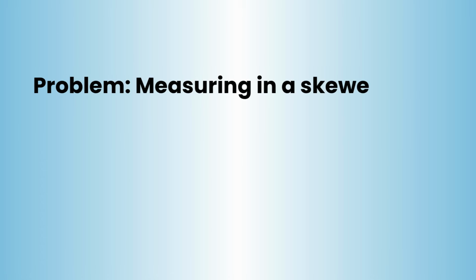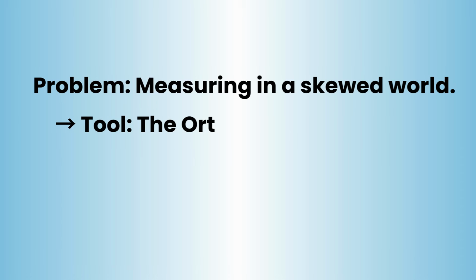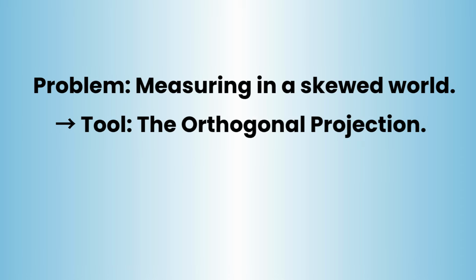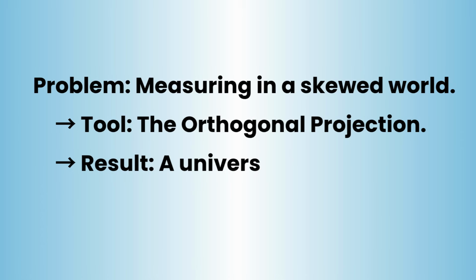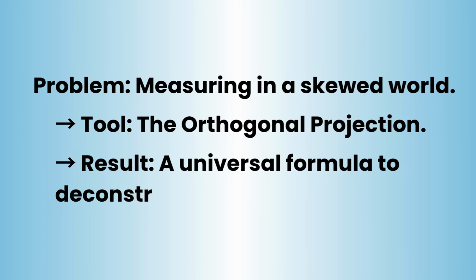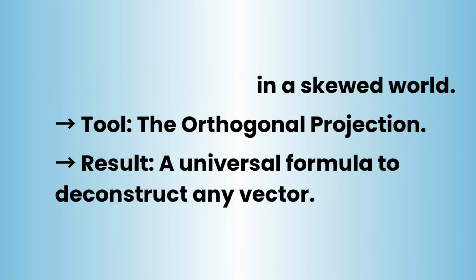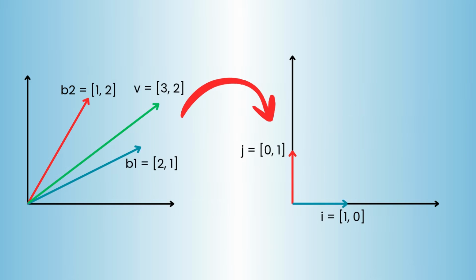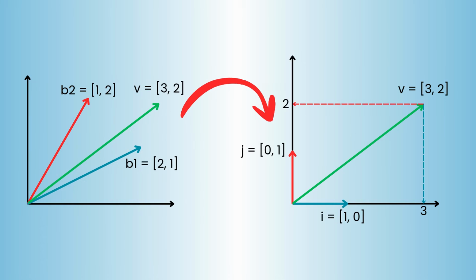So, by starting with a frustrating problem, measuring coordinates in a skewed world, we discovered the need for a new tool. The orthogonal projection is that tool. It's our universal method for deconstructing a vector into its components. We have learned what a projection is, and we have proven why it becomes so efficient when our basis is orthonormal. But that leaves us with a huge question: how can we use this powerful projection tool over and over to turn any messy skewed basis into a perfect orthonormal one?